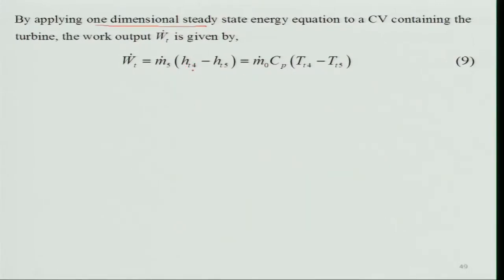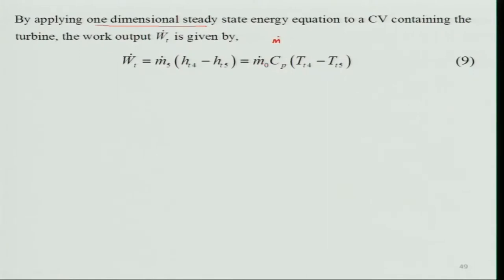And keep in mind that here we are assuming continuity, that mass is maintained, because we are talking about one-dimensional flow. So m0 5 is equal to m0 4. You are not adding anything, so the same fluid is going through, which is nothing but m naught.